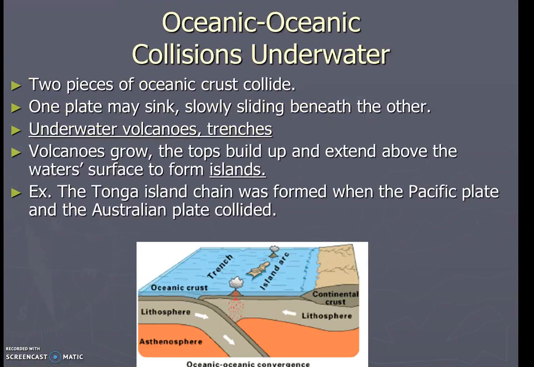Next, we have oceanic-oceanic underwater collision. So this is where two oceanic pieces of crust come towards each other. One of the plates is going to sink, most likely, slowly going underneath the other. So as you can see, we get underwater volcanoes as one plate melts, trenches right here as one plate slides under another and forms a V, and if the volcanoes grow large enough, they can form volcanic islands. An example of this is the Tonga Island chain formed when the Pacific Plate and the Australian Plate collided.